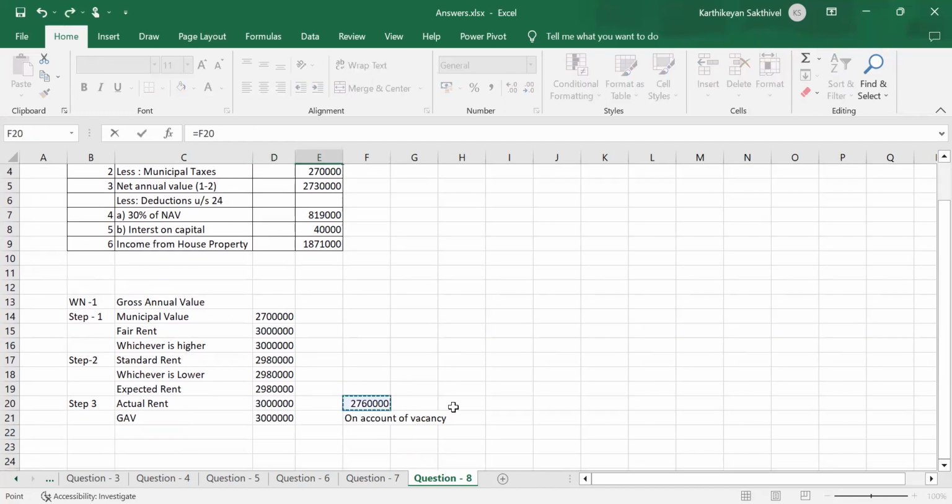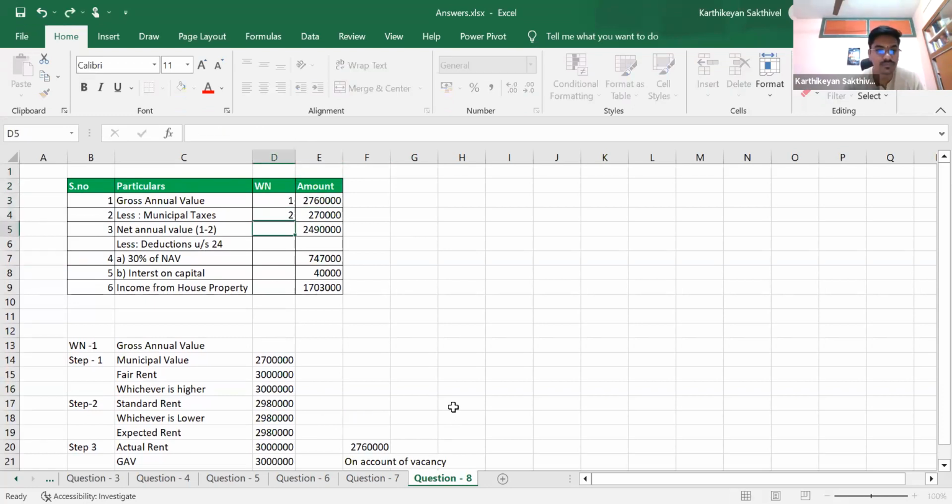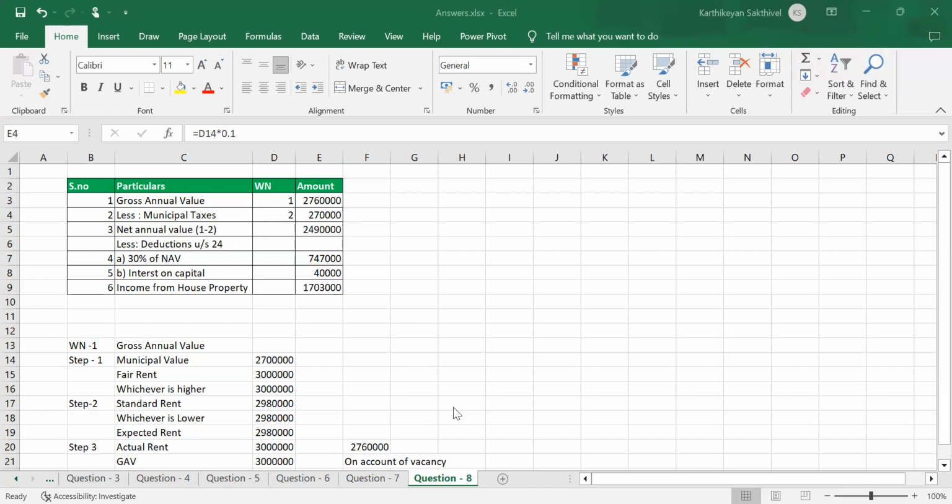Super. So if it is on account of vacancy, what should I do? I should take the actual rent received as the annual value. That is what we are doing first. We are taking 27 lakh 60,000 as the gross annual value for this question, right? Yes, sir. Just a minute, like that will not be the answer. It might be a bit off.